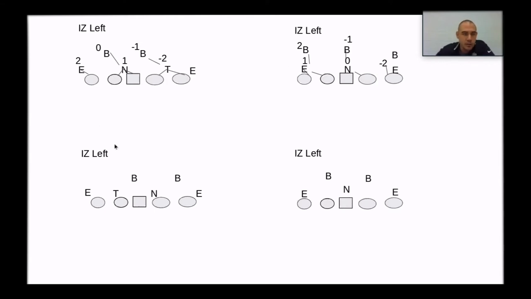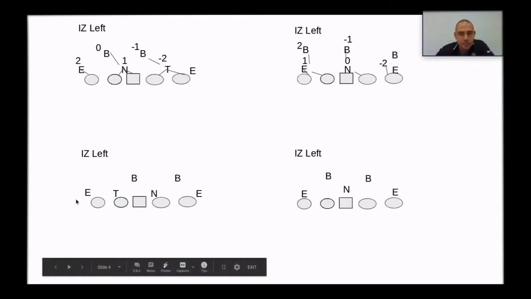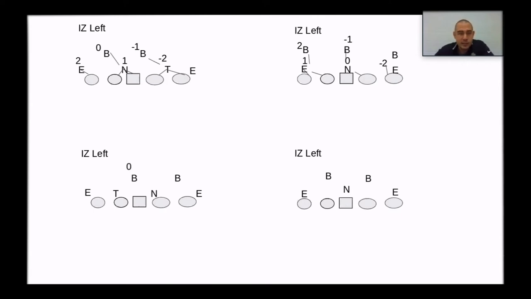Then we'll come down here to our bottom left-hand corner. And the zero, obviously, that's easy. Then you have the one, the two, the negative one, and the negative two. So easy, left tackle, take the two. Left guard, take the one.